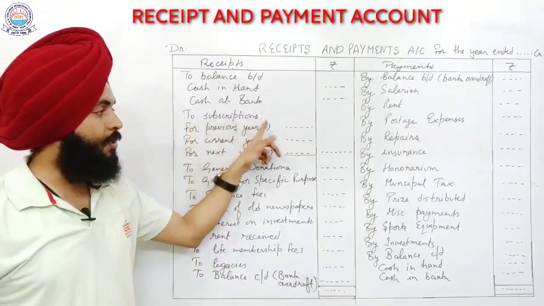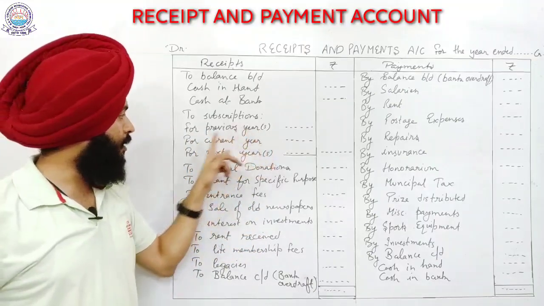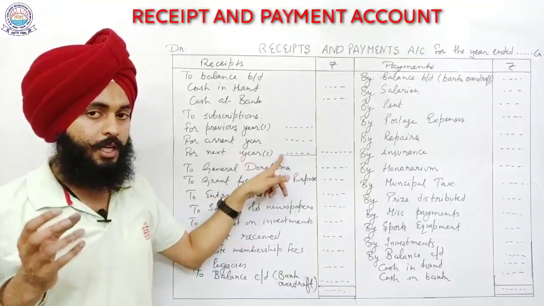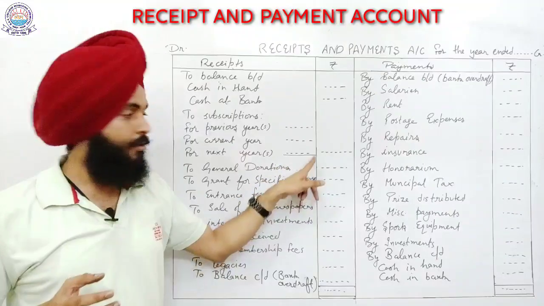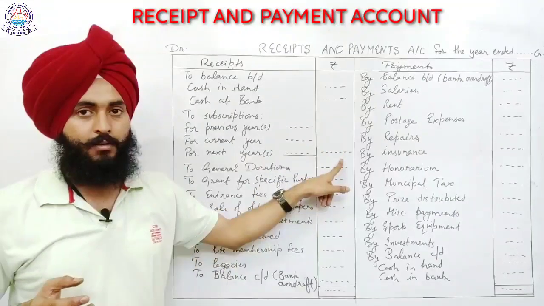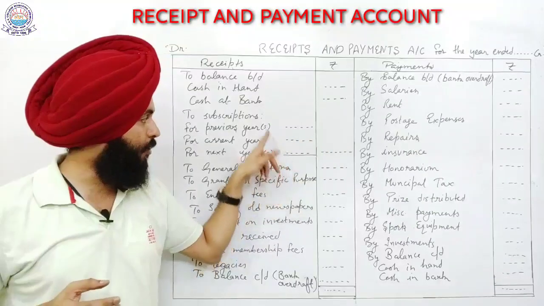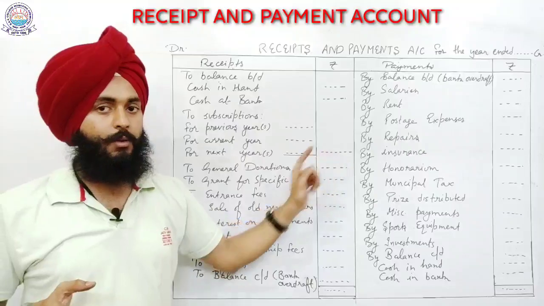Next thing, subscription. Whatever the subscription is, previous year's, current year's, next year's, all three types of subscription we will write here, add them, and then write the total here. Simply, we combine all these types of subscription and the main amount will be here.